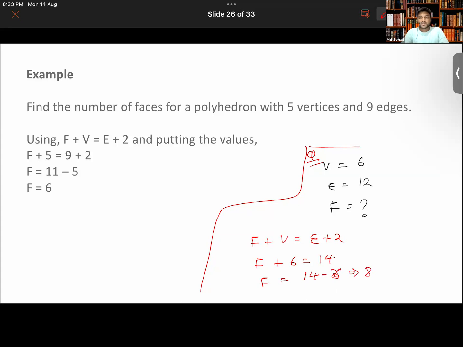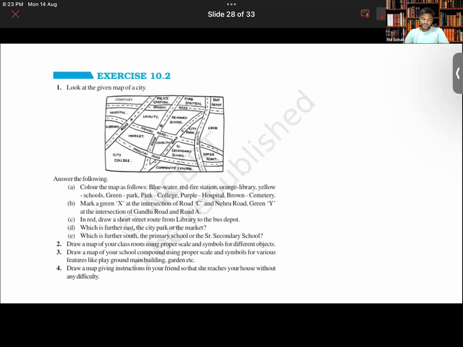Okay, that is the required answer. All you guys have answered it correct. Good. Now look at exercise 10.2. What you guys have to do in this one.